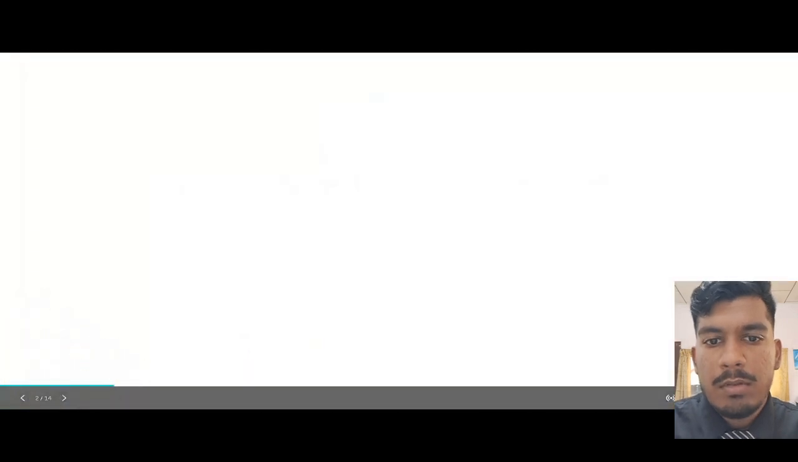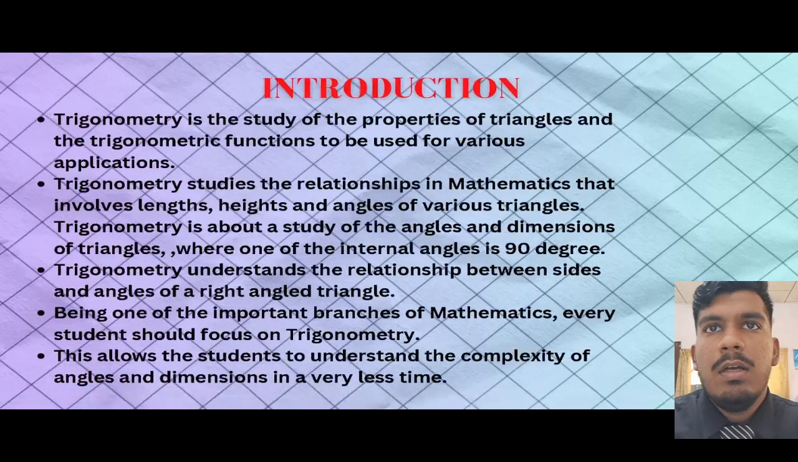So I would like to talk about the introduction of trigonometry. Trigonometry is the study of properties of triangles and the trigonometric functions to be used for various applications. Trigonometry studies the relationship in mathematics that involves lengths, heights, and angles of various triangles. Trigonometry is about a study of the angles and dimensions of triangles, where one of the internal angles is 90 degrees. Trigonometry understands the relationship between sides and angles of a right-angled triangle.